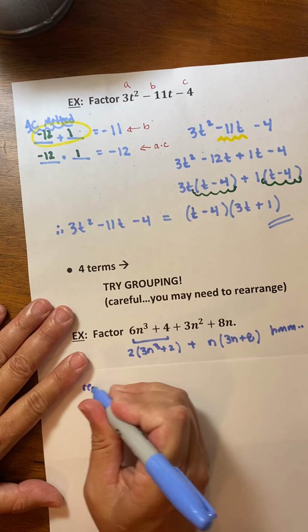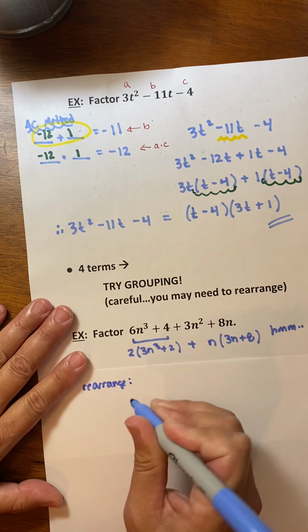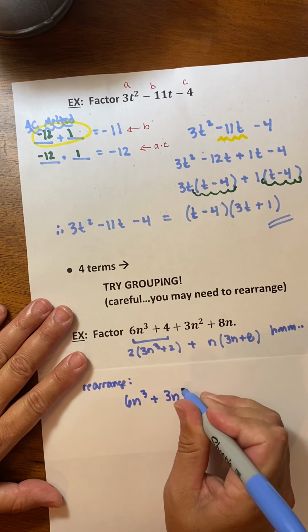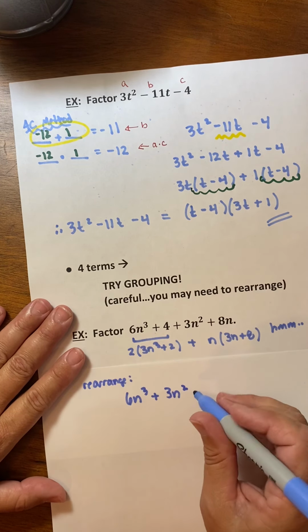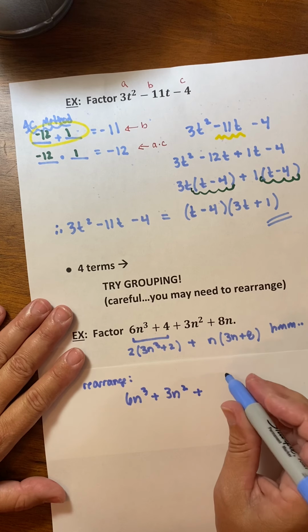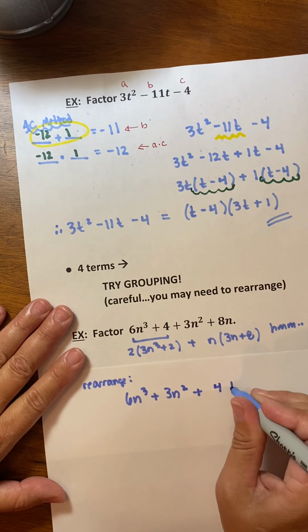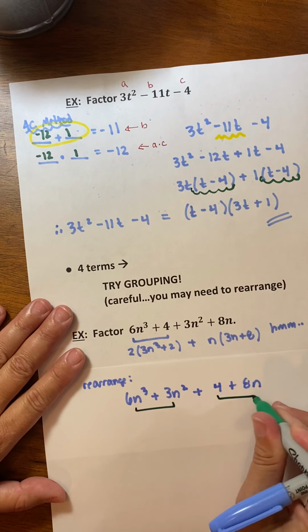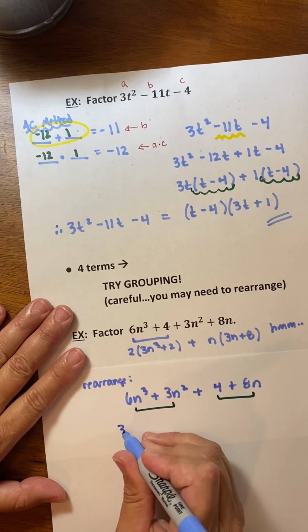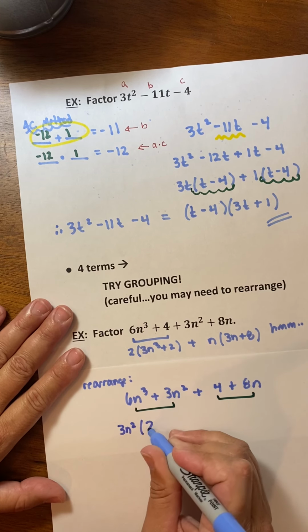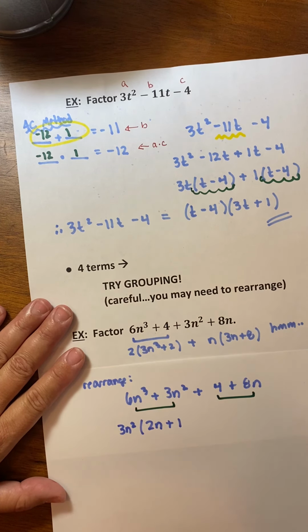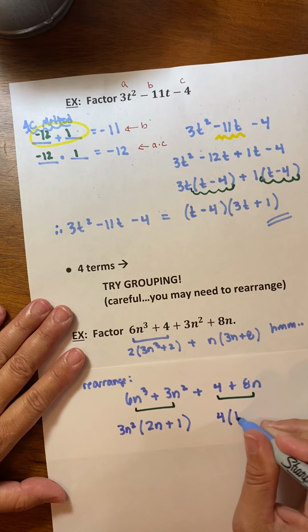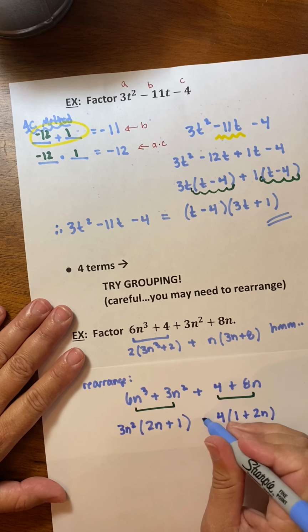Let me do, I have 6n cubed, and 3n squared has a lot in common with that. Let me put the 3n squared next to the 6n cubed. And then we have 4 plus 8n left. All right, now let's try grouping these guys. Let's do these and see if that works. I pull out the 3n squared. You can get 2n plus 1, right? Here I can pull out a 4. I get 1 plus 2n, pulled out a positive 4.